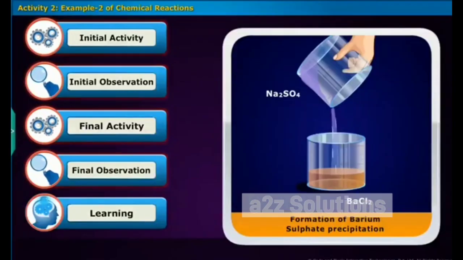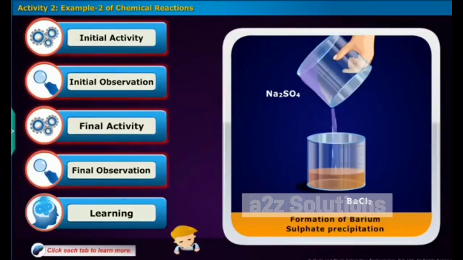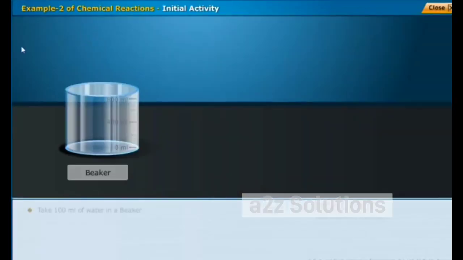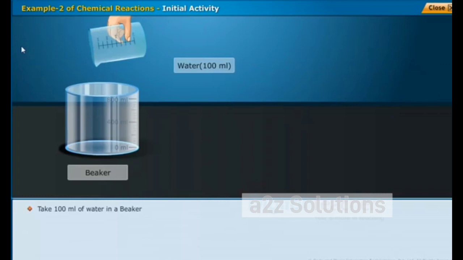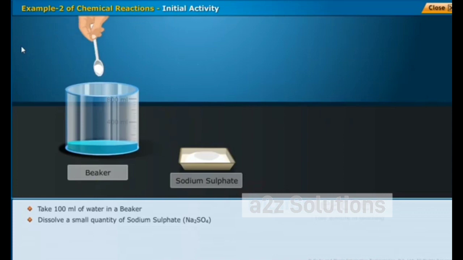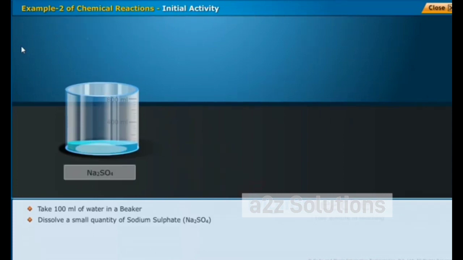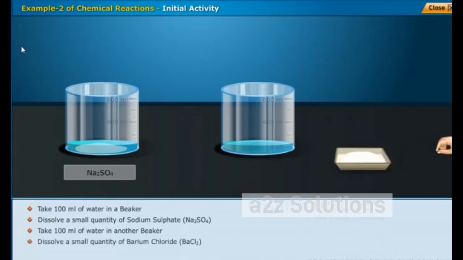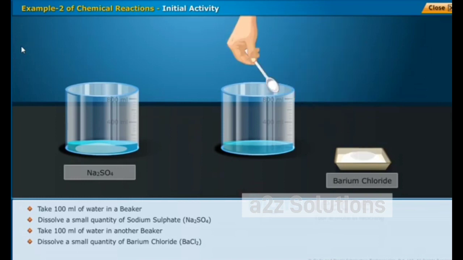Now, let us do another activity to learn about chemical reactions. Click each tab to learn more. Take 100 ml of water in a beaker. Dissolve a small quantity of sodium sulfate, Na2SO4. Take 100 ml of water in another beaker. Dissolve a small quantity of barium chloride, BaCl2.